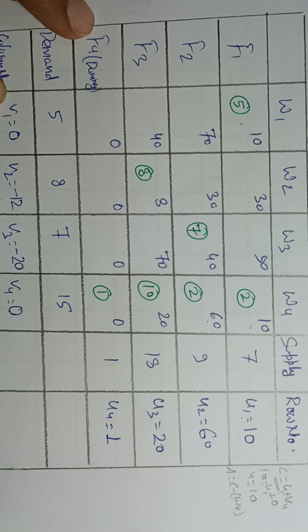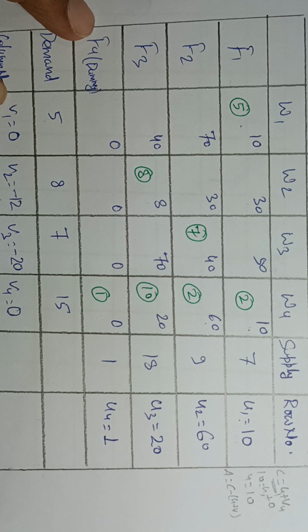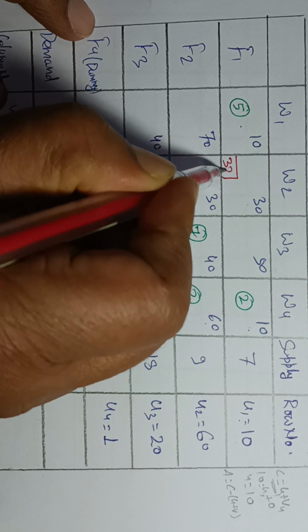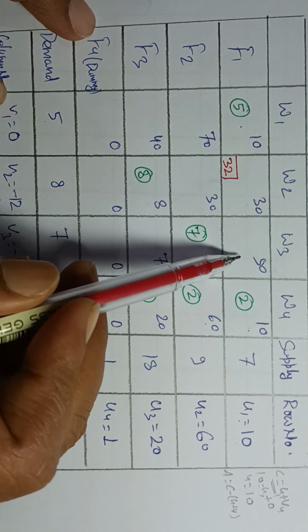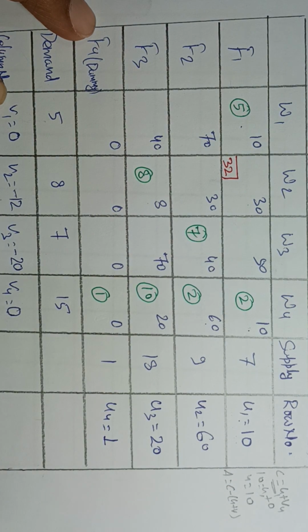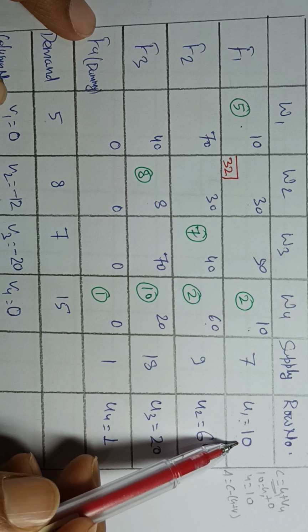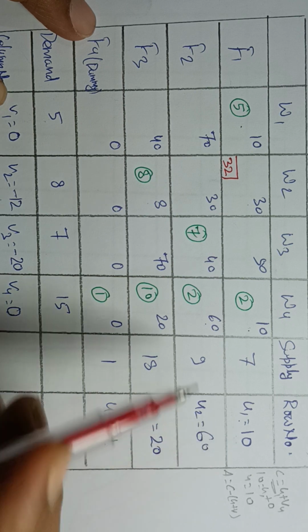So this will become minus 2, and 30 minus minus 2 will become 32. I am writing here 32. Like this, we will calculate for 50. Here the U1 value is 10 and the V3 value is minus 20. So 50 minus under bracket 10 minus 20, it would be minus 10, and 50 minus minus 10 will become 60.